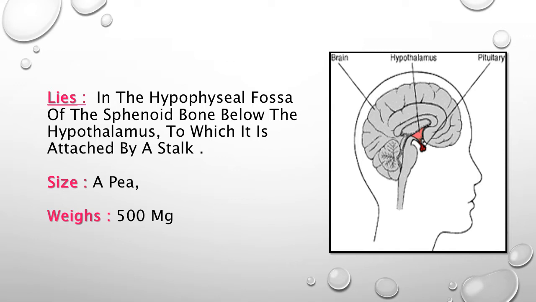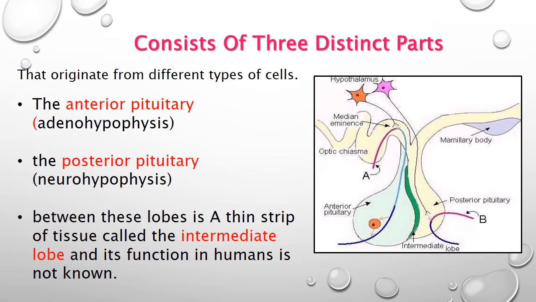What about the size? It is about the size of a pea. What about the weight? That is 500 mg. Now it consists of three parts, or we can say three lobes: anterior, posterior and the intermediate lobe. These originate from different types of cells.